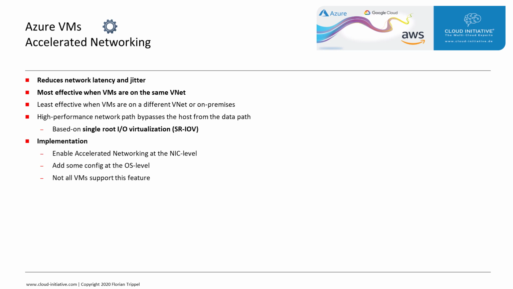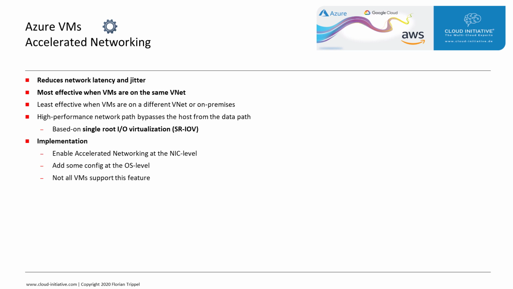Another feature I want to mention is accelerated networking. With accelerated networking, we can reduce network latency and jitter. This is most effective when the VMs are on the same VNet, and least effective when the VMs are on different VNets or on premises. Accelerated networking is based on single-root I/O virtualization.